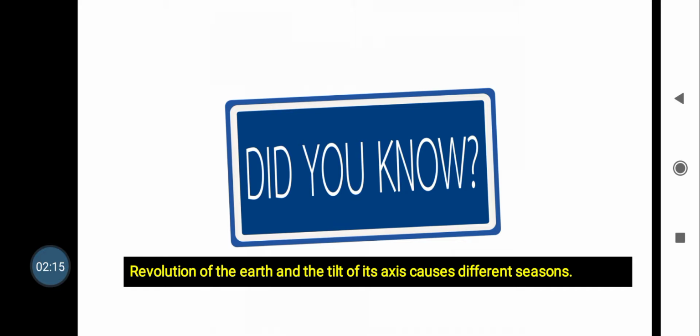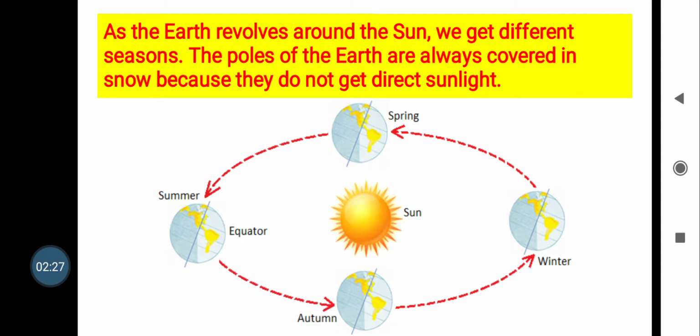Did you know that revolution of the earth and the tilt of its axis causes different seasons? Let us find out why. As the earth revolves around the sun, we get different seasons. The poles, or the top and bottom of the earth, are always covered in snow because they never get direct sunlight. Since the earth is a little bit tilted, the poles always get slanting sun rays. They never get direct sun rays. That's why these poles are always covered in snow and they are very, very cold.